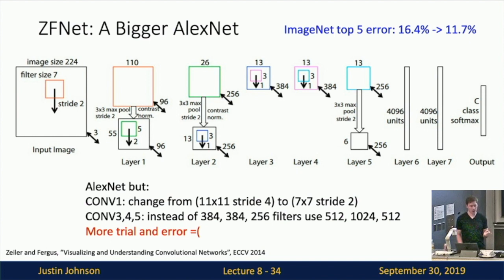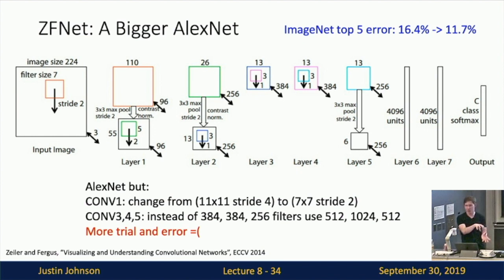And for the later convolutional layers, by increasing the number of filters, this also just makes the network bigger. It has more learnable parameters, it takes more memory, it takes more compute. So I think the takeaway from AlexNet to ZFNet is that bigger networks tend to work better. But at this point in time, there was not really a principled mechanism for making the networks bigger or smaller at will.